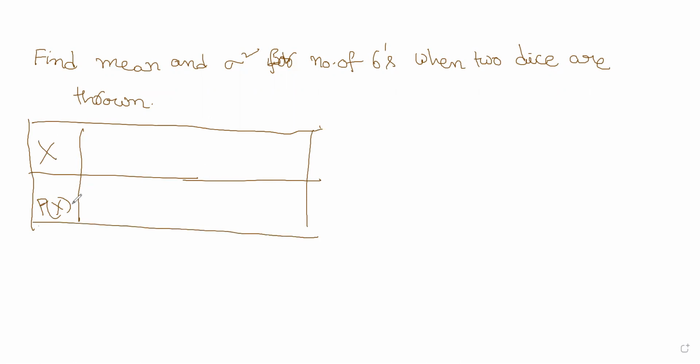Crux of the question: the number of sixes when 2 dice are thrown. Did you understand the question? Find the mean and variance of the number of sixes when 2 dice are thrown. No, not that. They didn't ask you about the sum 6. They didn't ask you about the sum 6.